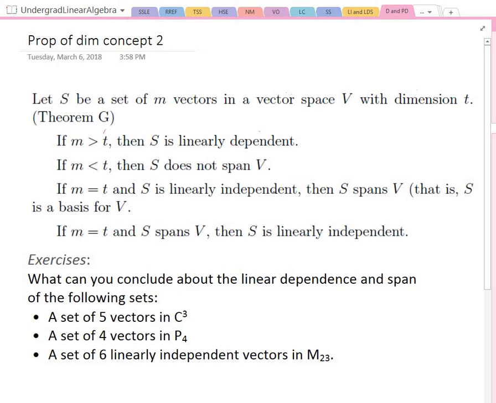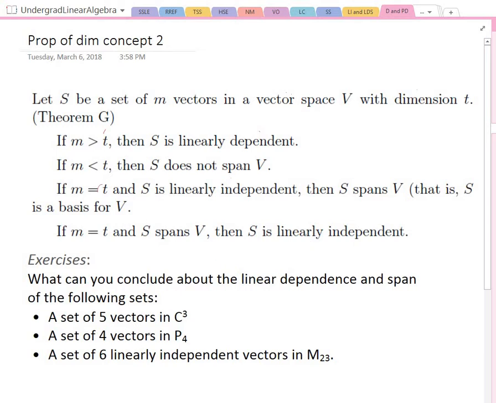So if m equals t and S is linearly independent, then S spans V. So if I have a vector space with dimension t, and I have t vectors that are linearly independent, those t linearly independent vectors do form a basis for the vector space. On the other hand, if I have t vectors and they span V, then those vectors must be linearly independent. So a linearly independent set of vectors, where the number of vectors is equal to the dimension, is a basis. And if I have a number of vectors equal to the dimension and they span V, then that must be a basis.